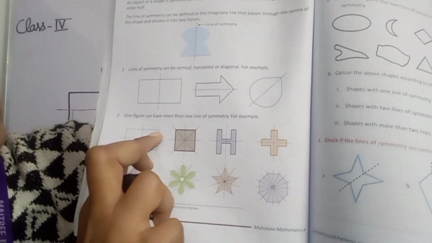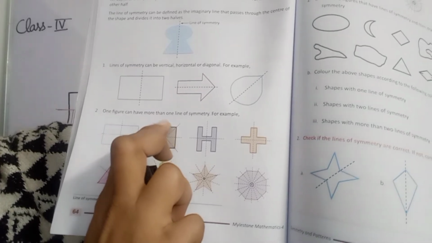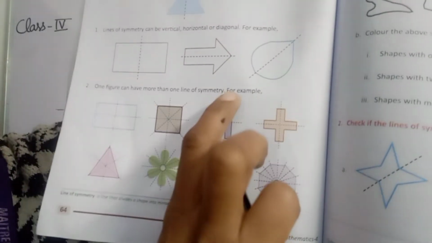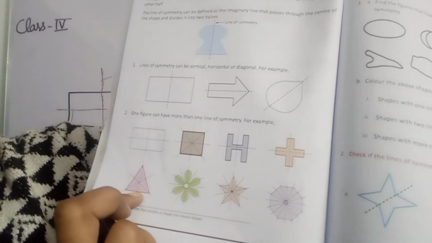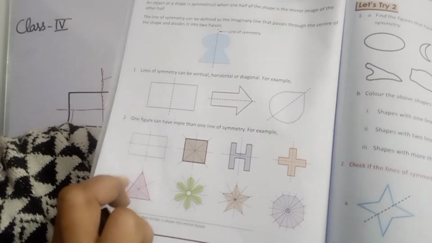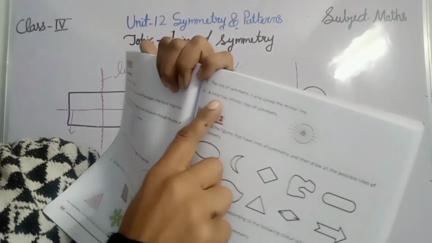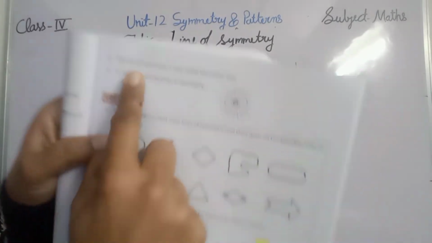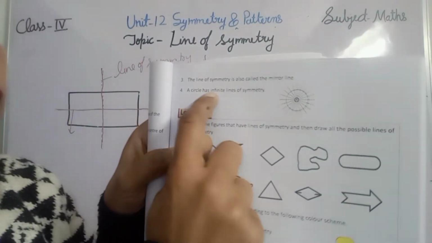In a rectangle we have two lines of symmetry. In a square we have 1, 2, 3, 4 lines of symmetry. In the H shape we have two lines of symmetry. In this plus shape also we have two lines of symmetry. In this triangle we have 1, 2 and 3. In this flower, so many. Here also. And now come to this: two more most important points. Just underline these 2 points, everyone.